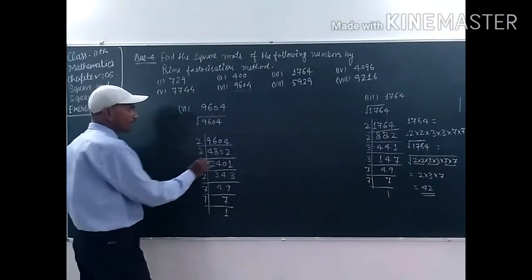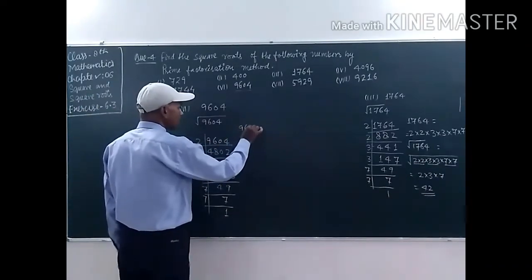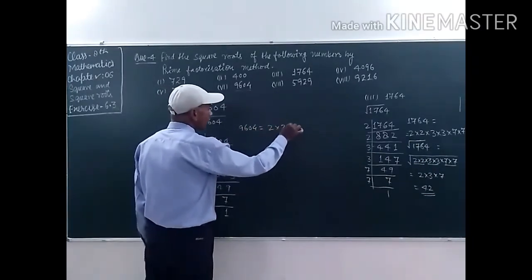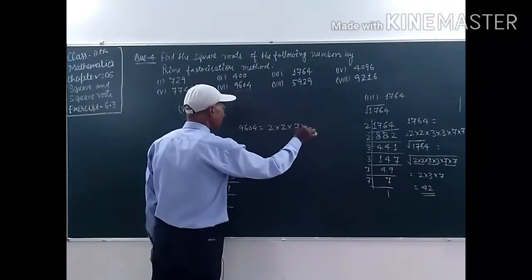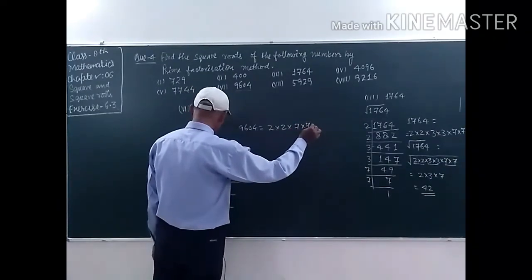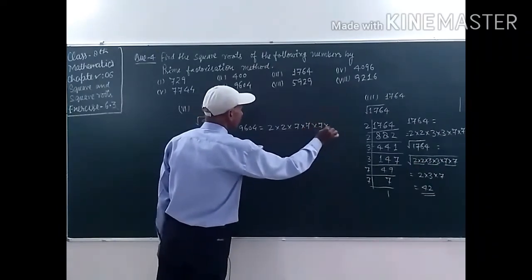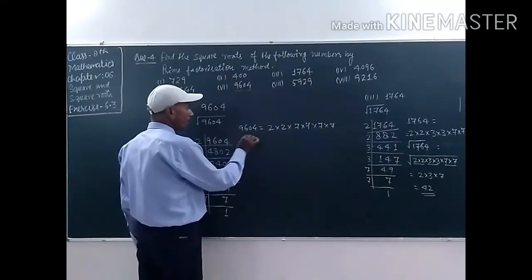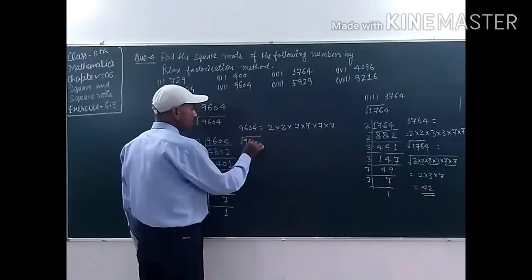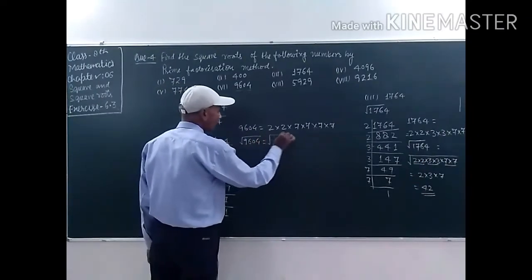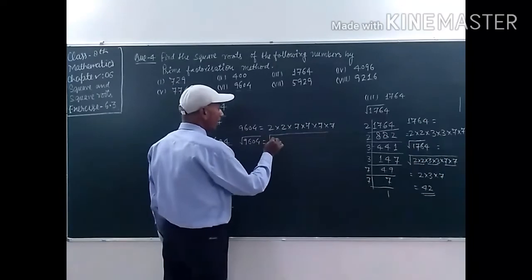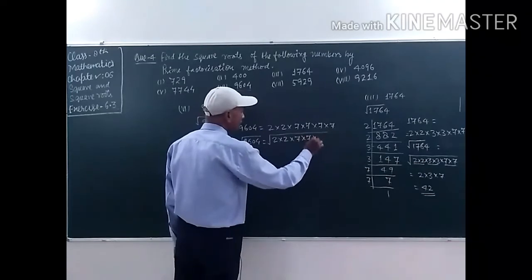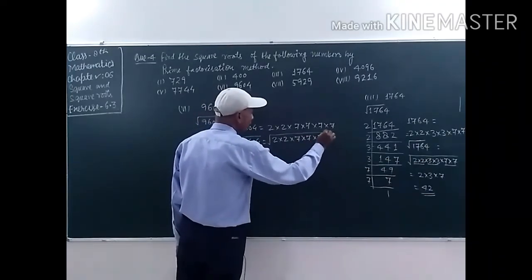Now the prime factors of 9604 is equal to 2 into 2 into 7 into 7 into 7 into 7. These are the prime factors of this number, student. Now we have to find out the square root. The square root of 9604 is equal to the square root of the prime factors of this number, 2 into 2 into 7 into 7 into 7 into 7. 7 is 4 times here.